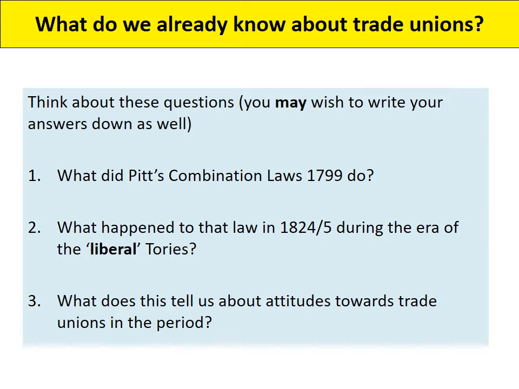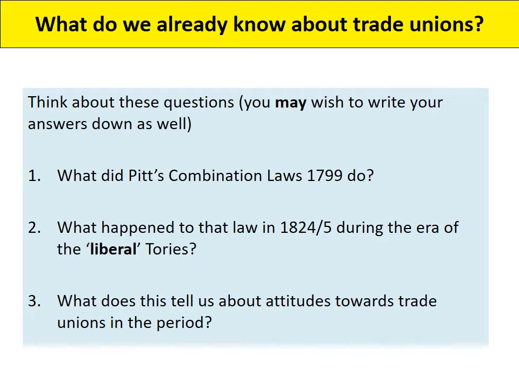Okay, so we're back in the room. Hopefully you've gone away and looked those up. So what you should have found is that Pitt's Combination Law of 1799 banned the combination of workers in any form, and in effect that banned trade unions, because if you were not allowed to combine, there was no way that you could form a group to look for better wages, for example.